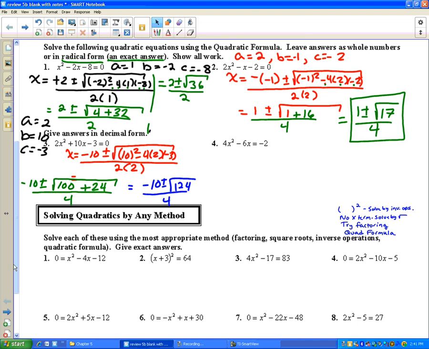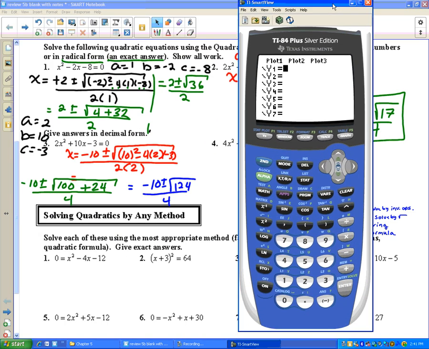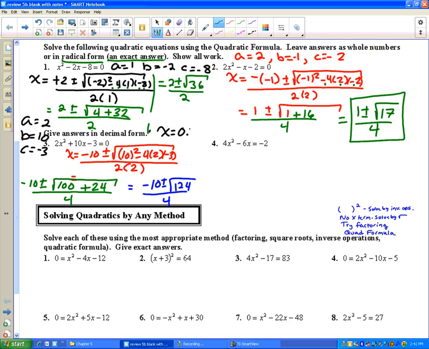At this point, I'm going to pull up my handy-dandy calculator. I'm going to hit y equals. I'm not going to hit y equals. I'm going to hit second quit so I have a clear screen. I'm going to plug in negative 10 plus the square root of 124. I have to do that addition first, so I'm going to hit enter. Then I'm going to divide by 4. So I get 0.28. So x is equal to 0.28.